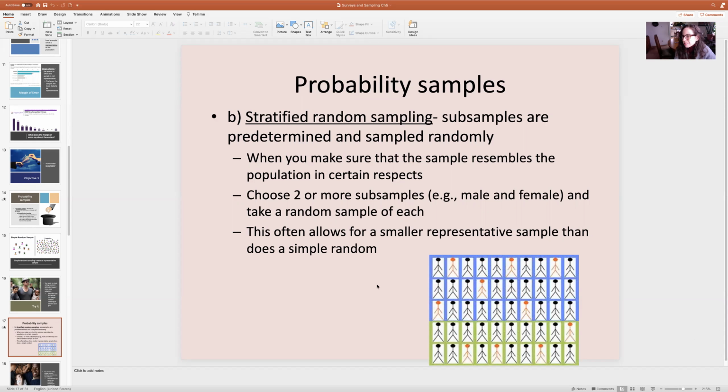Now, what happens is sometimes that's true when you have very small groups. For example, if we were going to measure Hispanic students at Lincoln, we wanted them to be part of our sample, we would probably have to do a stratified random sampling because there are relatively few of that group in our sample.